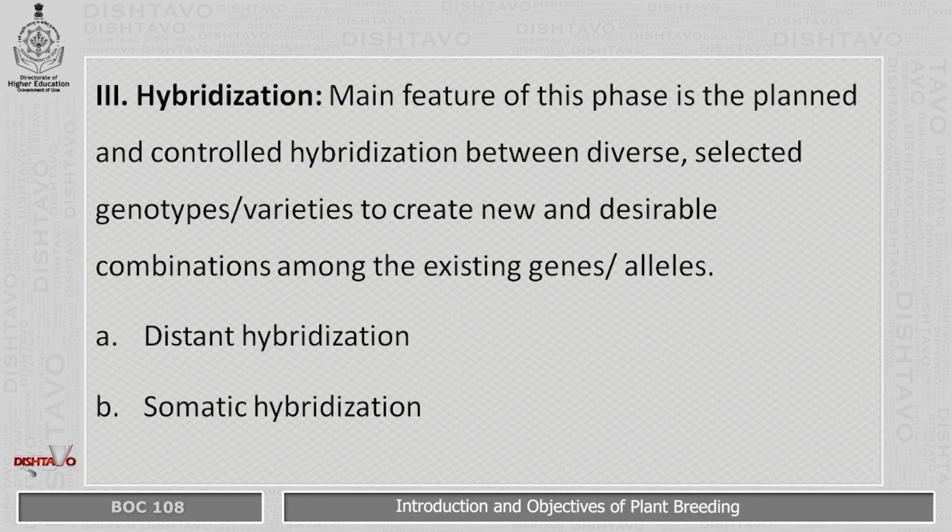The third phase, which is hybridization. The main feature of this phase is the planned and controlled hybridization between diverse selected genotypes or varieties to create new and desirable combinations among the existing genes or alleles. Now, hybridization is further divided into 2 types, that is distant hybridization and somatic hybridization.